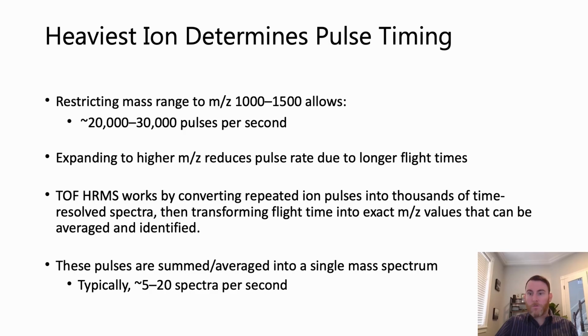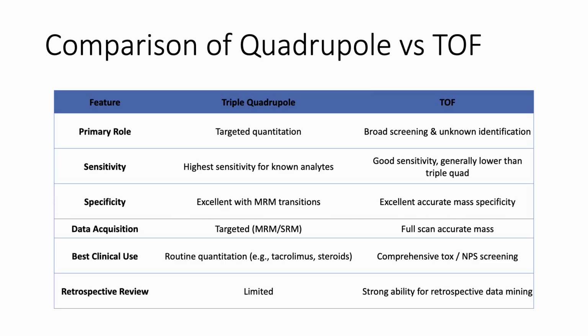This is really important when you are comparing quadrupoles and time of flights: there are some significant differences. The primary role of triple quad mass spectrometers is what's called targeted quantitation. You have to understand and know what you want to look for.